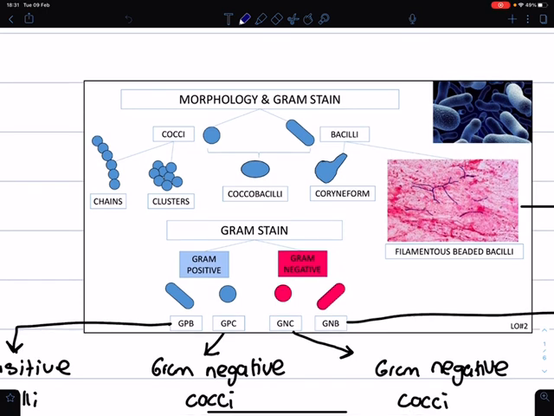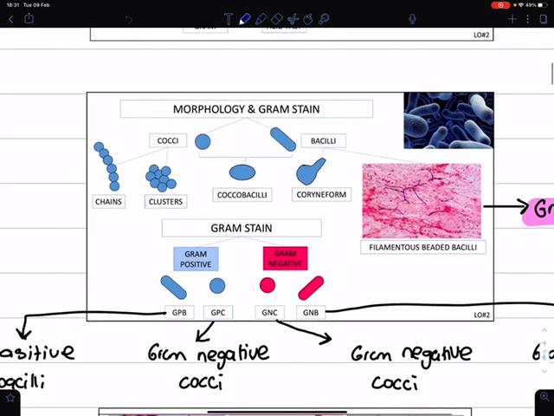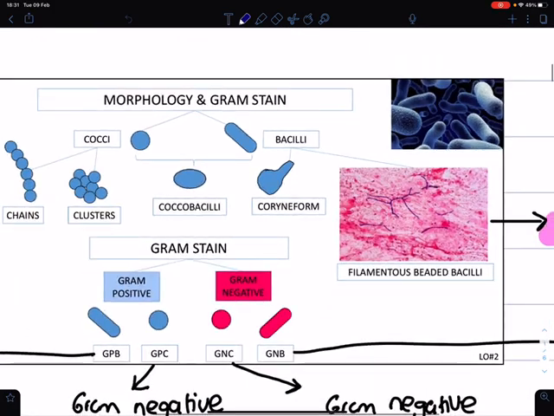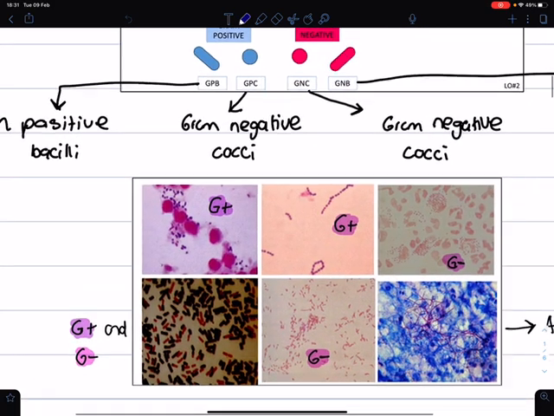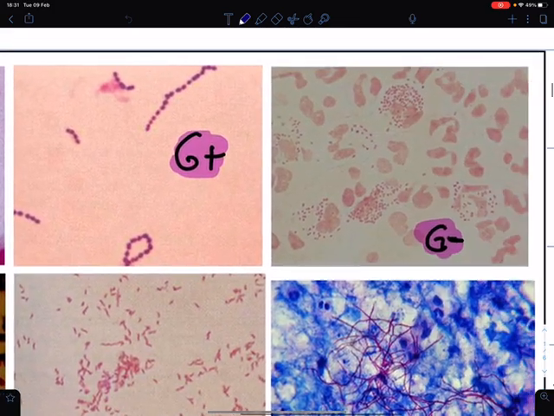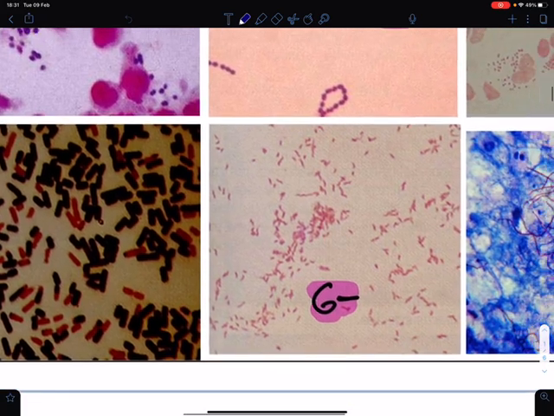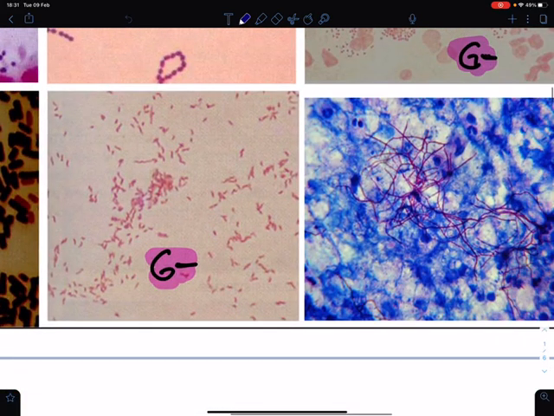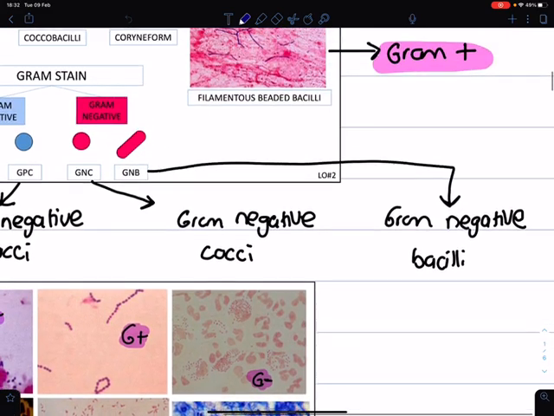Then if you look at the staining, you get gram-positive and gram-negative. There's a certain staining procedure, but gram-positive bacteria will stain purple, like these, and then gram-negative bacteria will stain red or pink. So if I look here, those are purple, so it's gram-positive, purple gram-positive, pink gram-negative. This is like a hybrid. Some of the bacteria are gram-positive, some are gram-negative. And then this is an acid-fast stain actually. Okay, moving on.